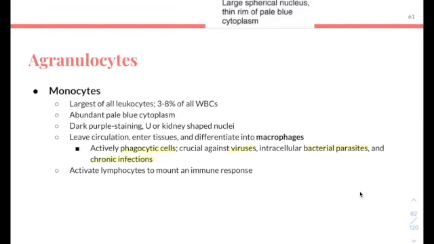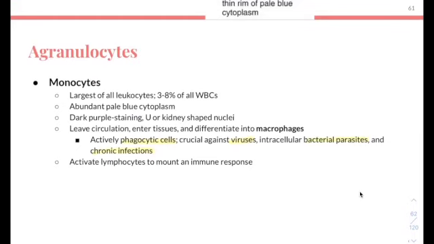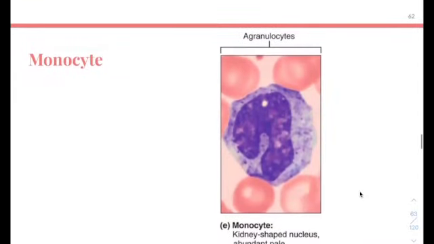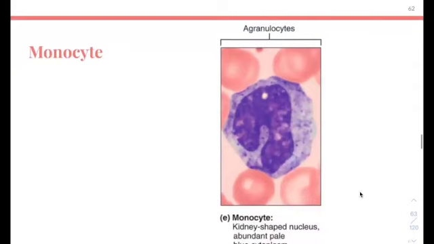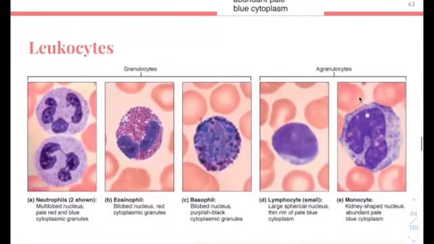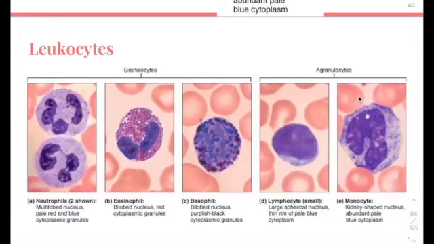They activate the lymphocytes to mount some kind of immune response to get your whole immune system fighting against whatever could be invading your system. So here's that monocyte. It's got that very large kidney-shaped nucleus with a lighter purple, or they still say it's a blue cytoplasm. So here's again all the different leukocytes or white blood cells to tell them all apart. Try to figure out which one is which.